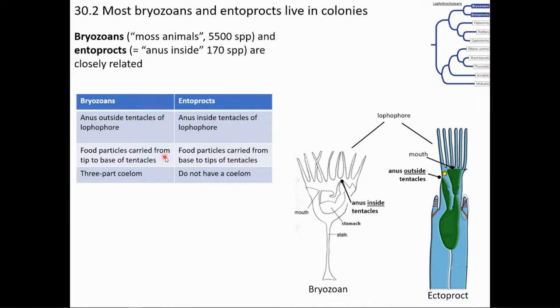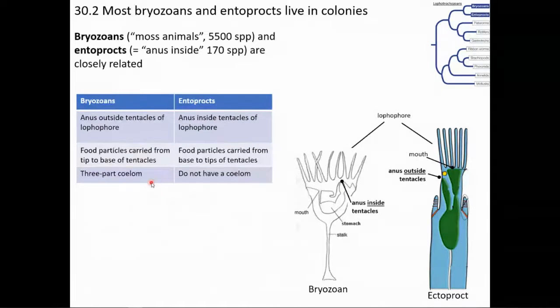Another difference is that in the bryozoans, the food particles are carried from the tip to the base of the tentacles. So remember, they feed upon tiny little planktonic particles in the water. They have the ciliated tentacles, and the cilia move the food from the top of the tentacles down to the base towards the mouth. The opposite occurs with the entoprocts. The cilia go from the base to the tip of the tentacles. Now, I'm not sure, but I assume they must feed then by folding those tentacles in towards the mouth to get that food, I presume.